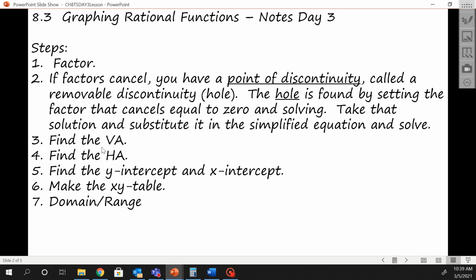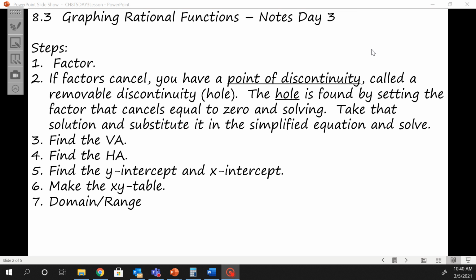Then we find the vertical asymptote and the horizontal asymptote, find the x and y intercept, and then we make the table. The rest of this is graphing. This is done after we've simplified, and it will be in a form that we're already familiar with. Either linear over linear, or what we did yesterday, which I think was constant over linear. Let me double check on that real quick. That was constant over linear.